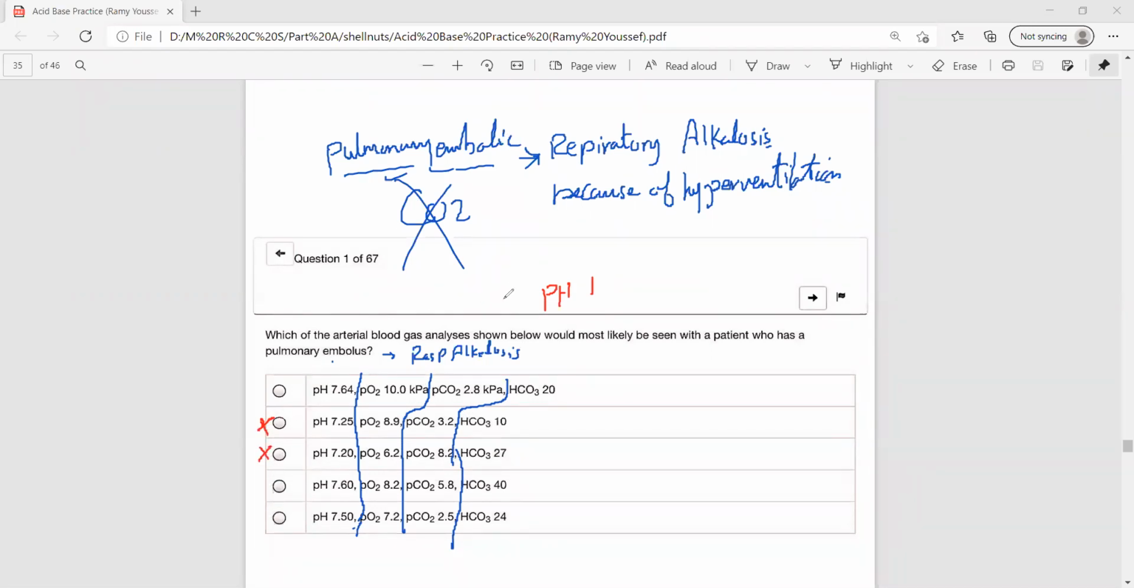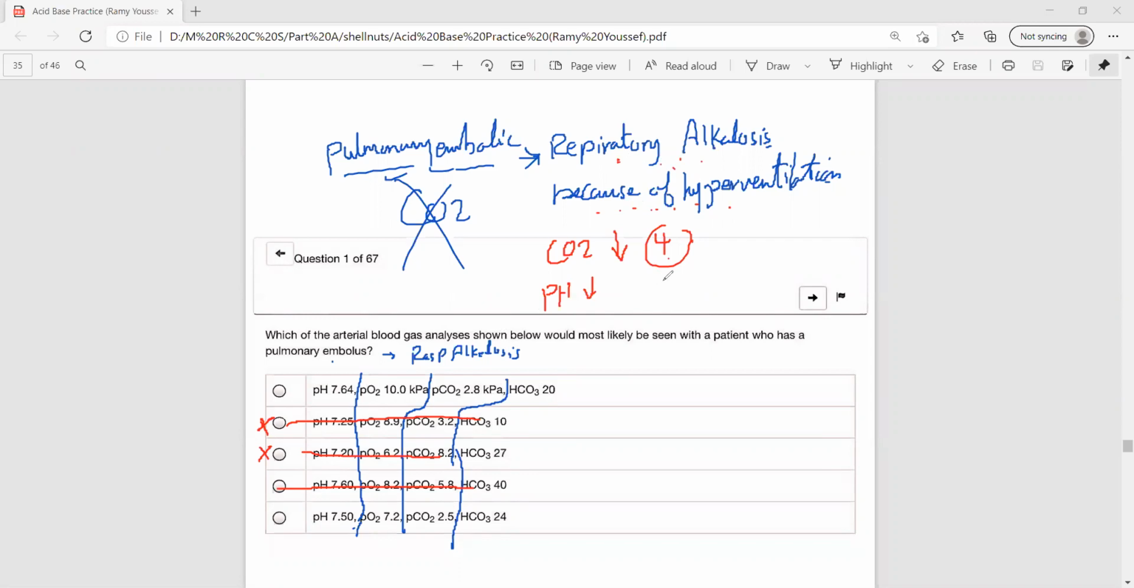What do you expect the CO2 in respiratory alkalosis? We're going to expect a low CO2, less than 4. So we'll exclude D. The CO2 here is 5.8, so we'll exclude that. Here is 2.5 and here is 2.8. Still I didn't reach anything. So this is an acute respiratory condition due to pulmonary embolism.